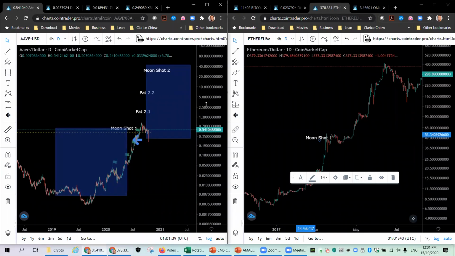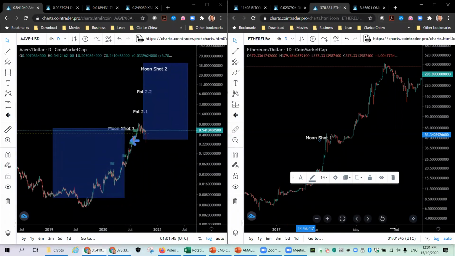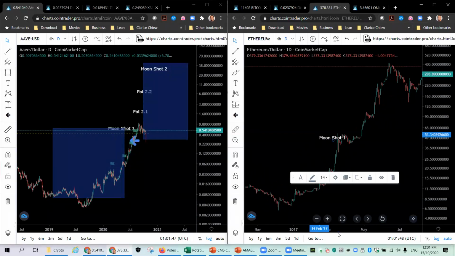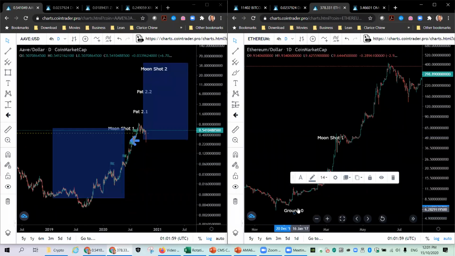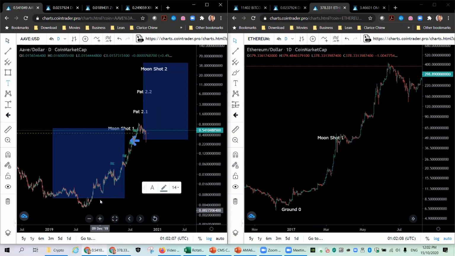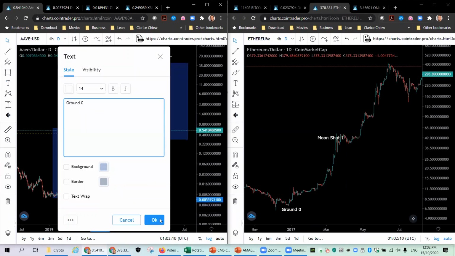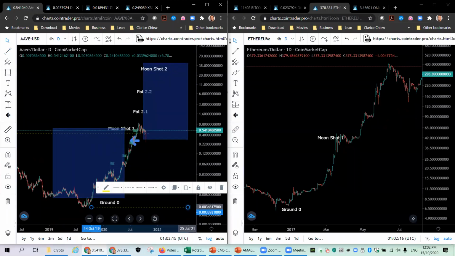So if I were to put something like this to scale, right? That would be the low. You guys see this? This is ground zero, right? That's ground zero. In other words, the lowest point before everything comes out for Ethereum, 2016, guys. And for AAVE, the ground zero would be there, right? So if you were to line them up, that would be your ground zero.